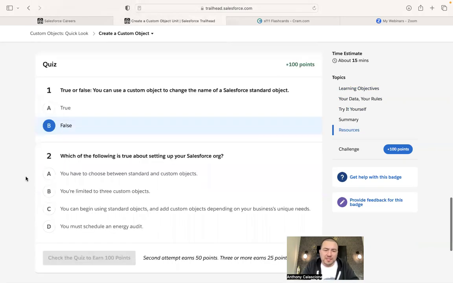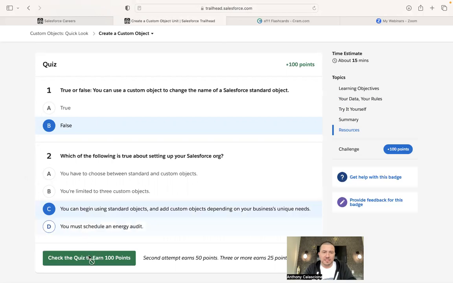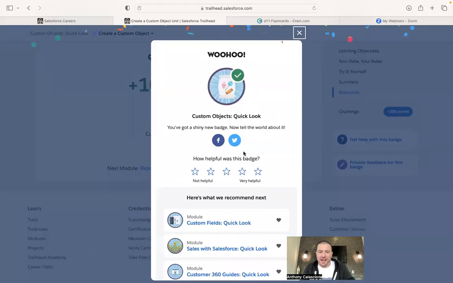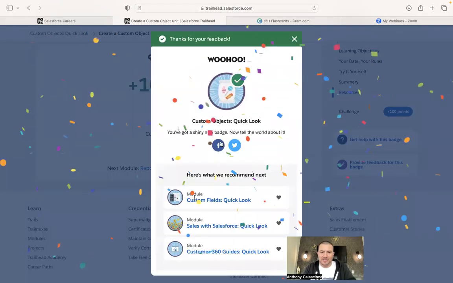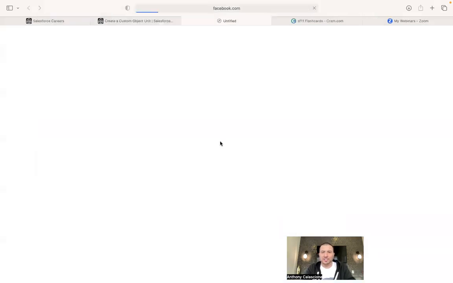Which of the following is true about setting up your Salesforce org? You have to choose between standard and custom objects. You're limited to 3 custom objects. You can begin using standard objects and add custom objects depending on your business's unique needs. You must schedule an energy audit. That's definitely C. All right, we got it. How cool is that? So let's go ahead and do our last postings of the day.